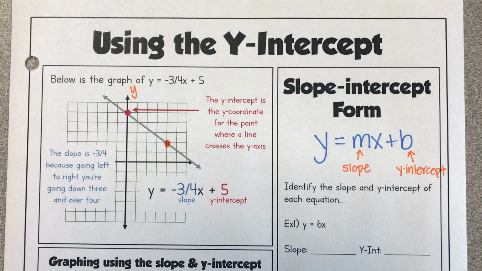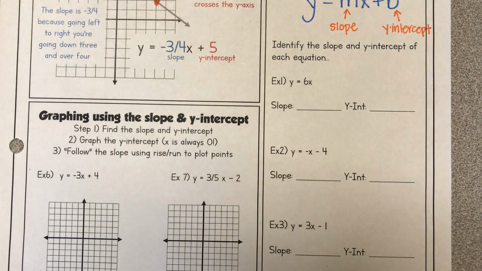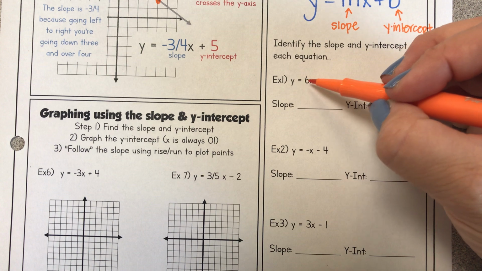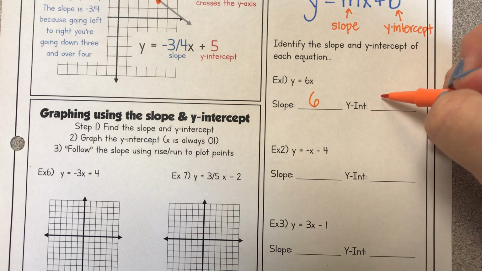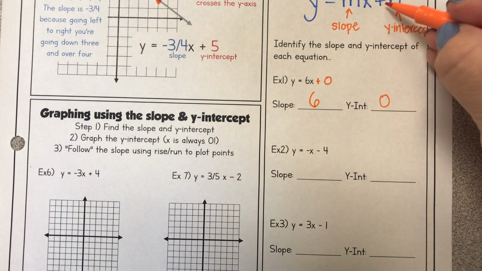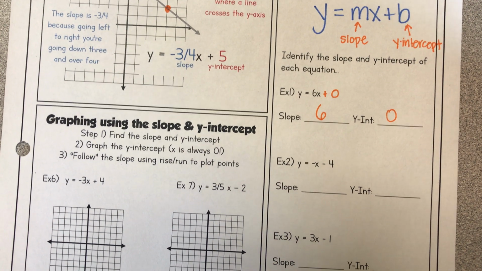Okay, so the first thing we're going to do is we're going to look on this right-hand side, and we're going to identify slope and y-intercept from each of these equations. So if I gave you y equals 6x, the slope is 6, the y-intercept would be 0, right? It's like we're adding a 0 at the end. Okay, there's nothing that we're adding, so it's 0.